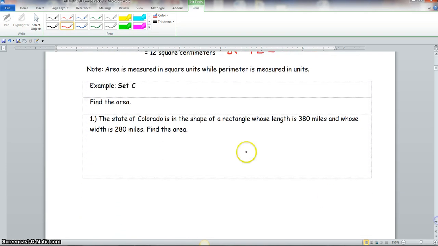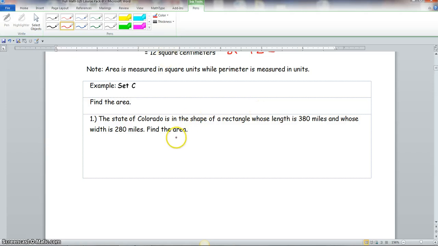Now, there's a notation here. Area is measured in square units while perimeter is measured in units. When you go back to where we did perimeter problems, if you notice, perimeter kept the same exact units. But when we did area, our units are squared.